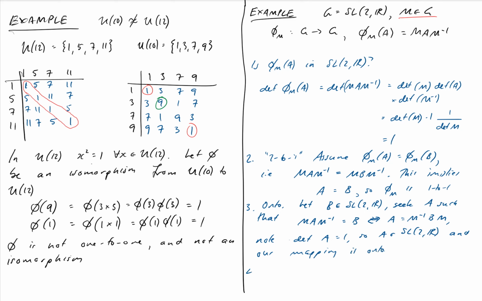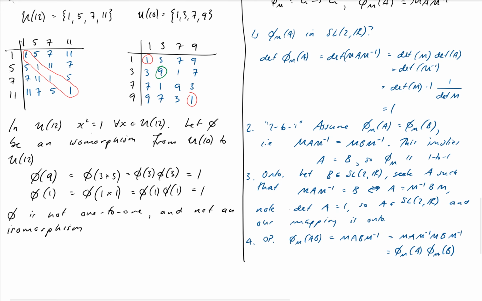And finally, we've got to show that phi is operation preserving, which I'll often abbreviate to just OP. So phi M of AB is equal to M A B M inverse, and I can just insert an M inverse M in the middle here. It's just the identity, and that in turn is just equal to phi M of A times phi M of B. So my operation phi here is indeed an isomorphism. So hence phi M is an isomorphism.